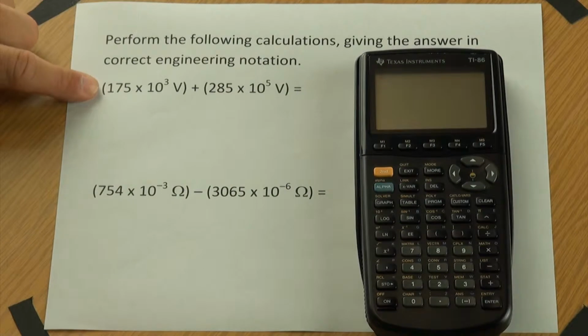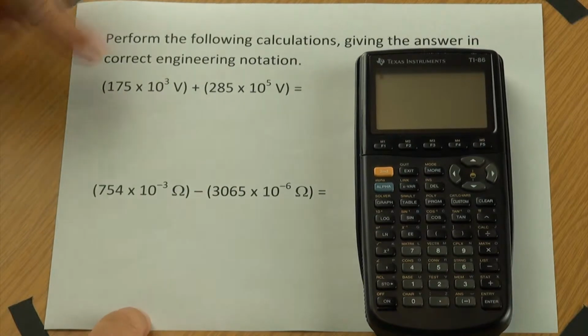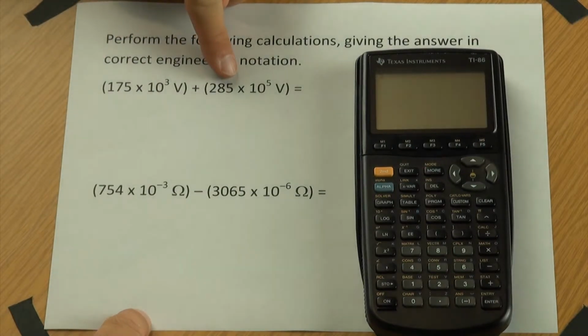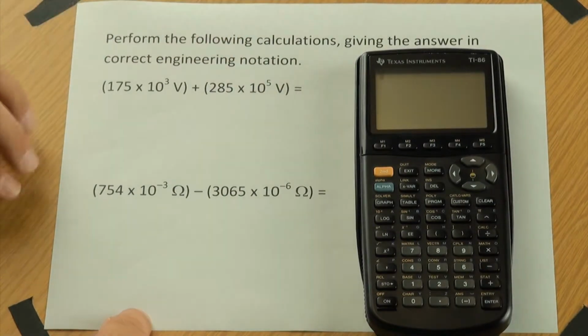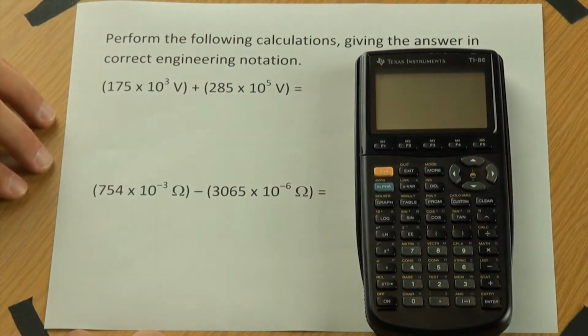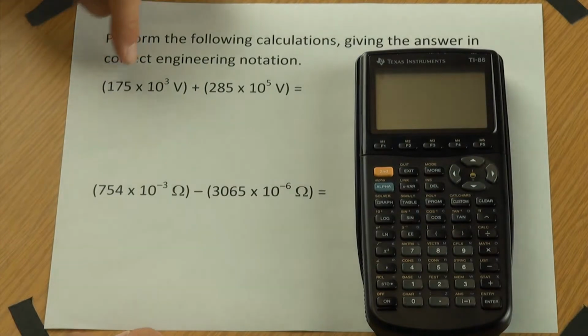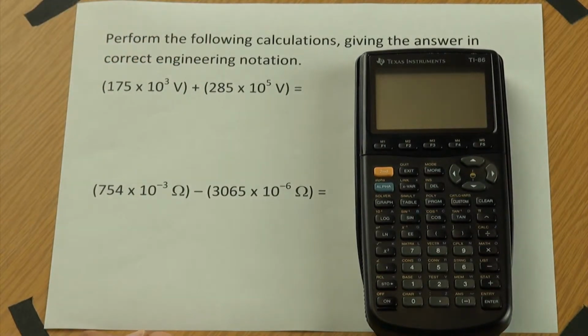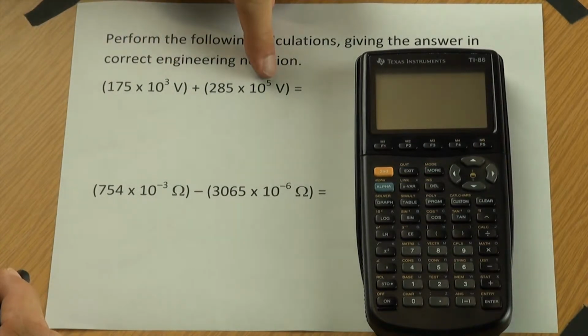The first problem that I have here gives me 175 times 10 cubed volts, and I want to add to that 285 times 10 to the 5th volts. And so I'm needing to figure out how many volts I get when I add these together. Now I could break this out of the scientific notation, and I say scientific because I've got an exponent that's not a multiple of 3.